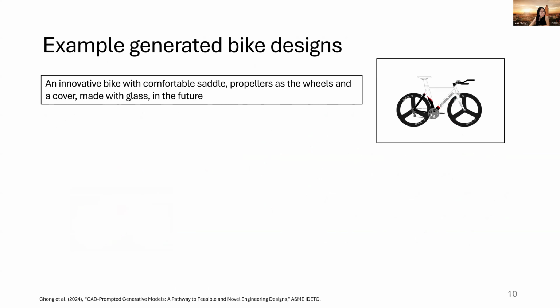So, some examples here. Here is a text prompt: an innovative bike with comfortable saddle, propellers as the wheels, and a cover made with glass in the future. That's a prompt that a participant plugged in, and then it'll find a CAD image from the data set that is the most semantically close to the text prompt.